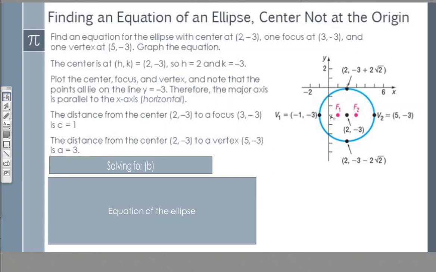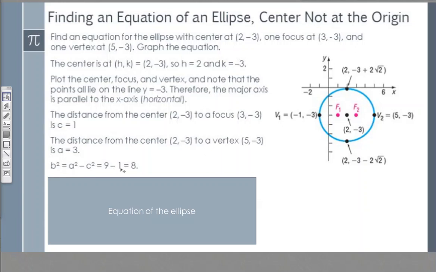So then we're going to go ahead. Do we need to solve for b? Yes. So here I just put in that a squared is 9, c squared is 1. I get the difference of those, and that gives me 8. So 8 is going to be my b squared value.